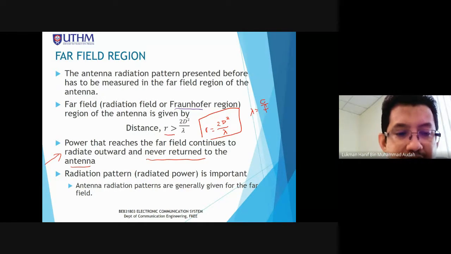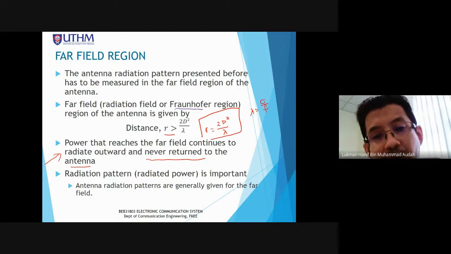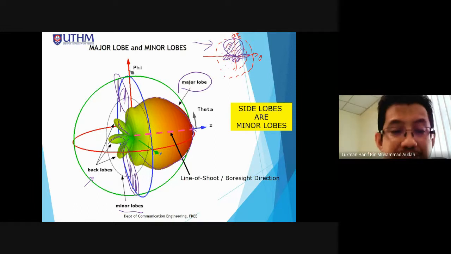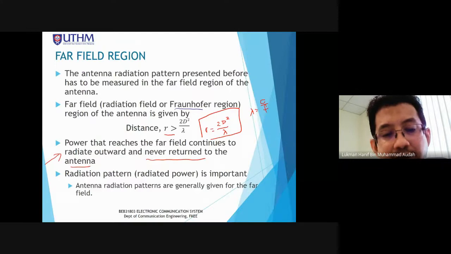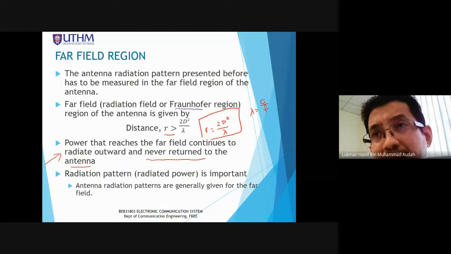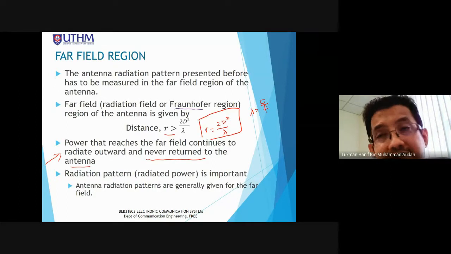So radiation pattern, radiated power is important. Antenna radiation patterns are generally given for the far field region. Apabila kita mengukur antenna radiations ini, kita mengukur dalam far field region. Okay, kita akan lihat pada far field region. Dan bukan hanya kita mengukur antenna power density, kita juga boleh mengukur power at certain angle of directions.